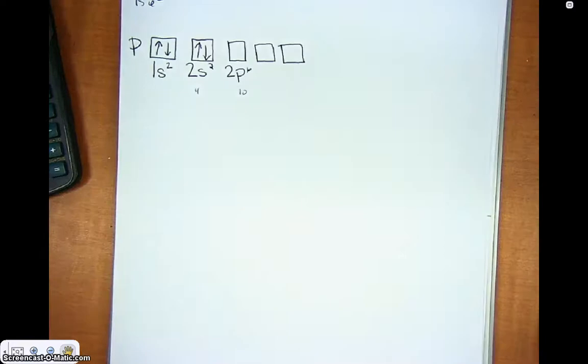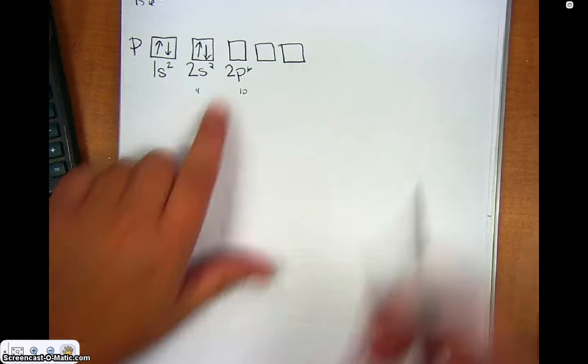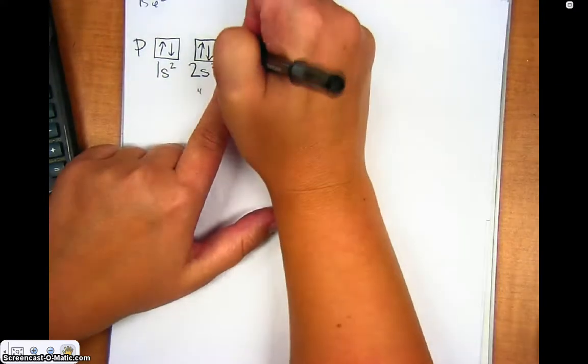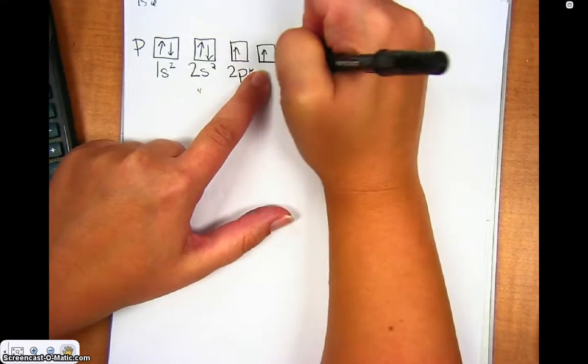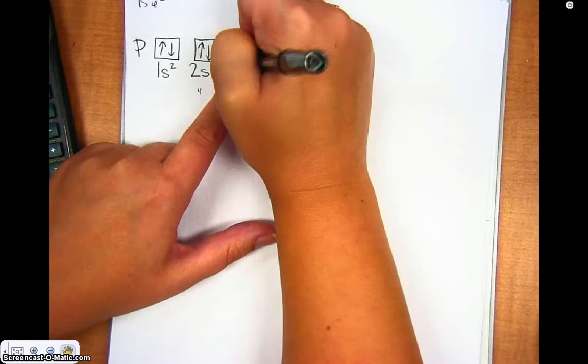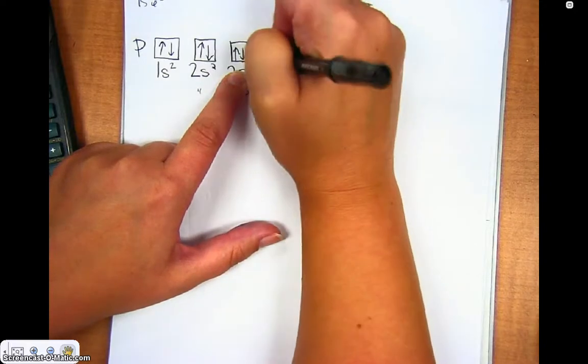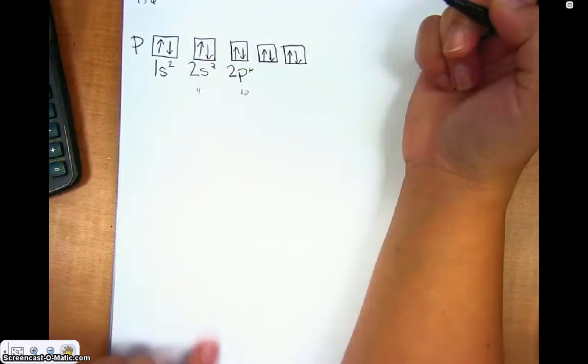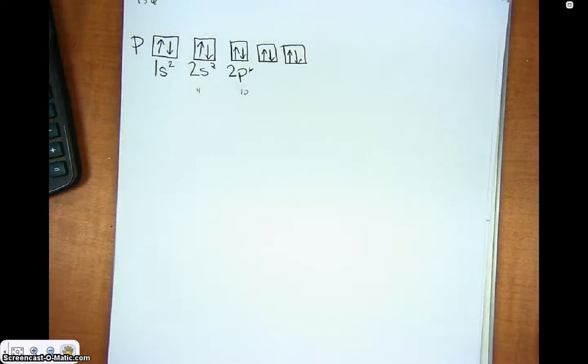Now let me show you how I represent Hund's rule. Electrons will not share the same orbital till they have to. So what they're going to do is one's going to go here, one's going to go here, one's going to go here, before we double up in any individual orbital. All right, now let's keep following along.